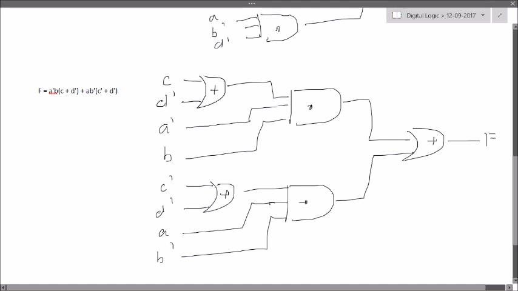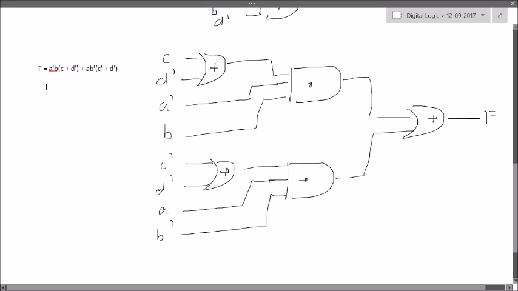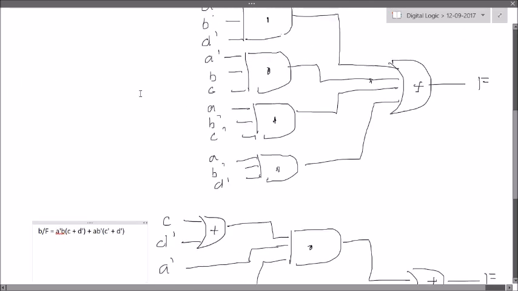So let's count the gates. See, we have 12. 1, 2, 3, 4, 5, 6, 7, 8, 9, 10, 11, 12. 12 gates. That's right. So that satisfies the requirements. This should be the answer for 7.1. This is B. This is A.